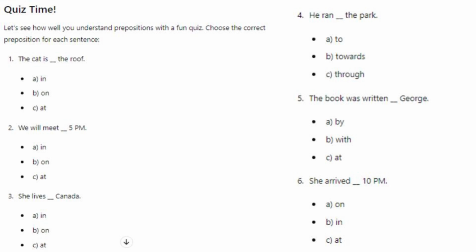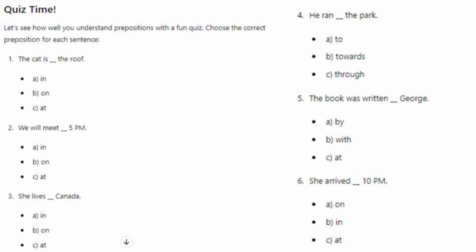3. She lives blank Canada. A, in, B, on, C, at. 4. He ran blank the park. A, to, B, towards, C, through. 5. The book was written blank George. A, by, B, with, C, at.